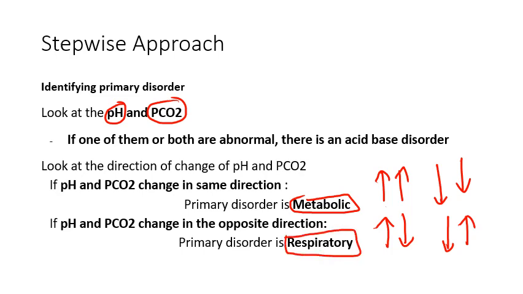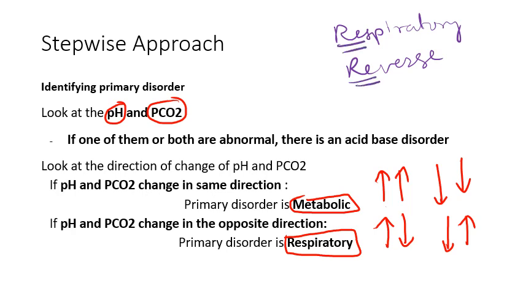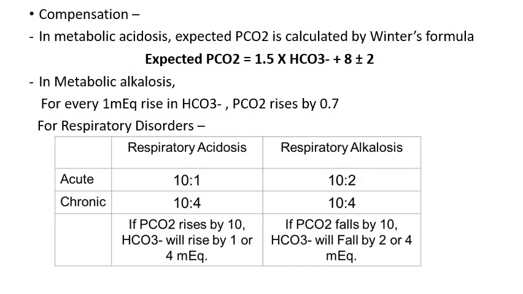How do we remember this? I am going to give you two words. Number one is respiratory and number two is reverse. The first two letters of these are RE. So the direction will be reverse in respiratory disorders. Once you have figured out the primary disorder, you need to start looking for the compensation, whether the compensation is appropriate or if there is a second disorder. How do you look for it?